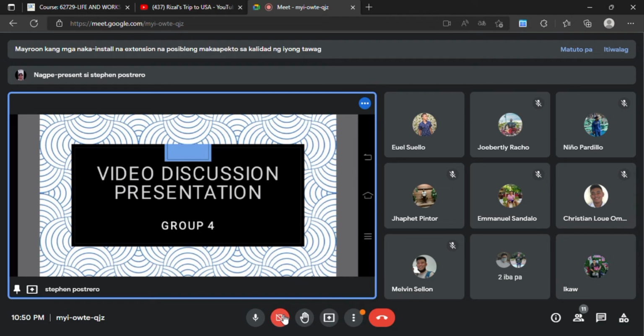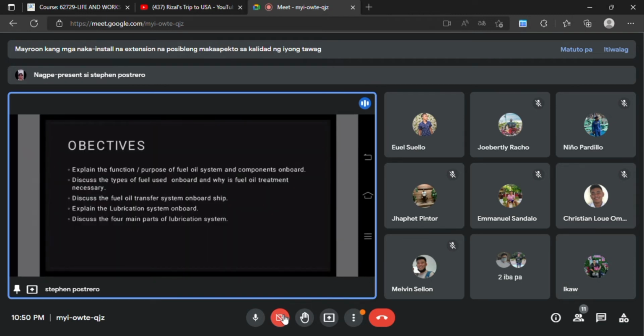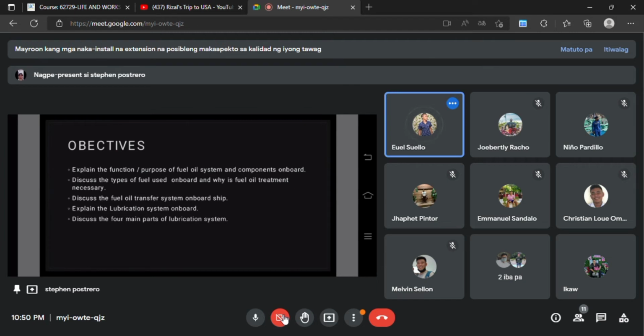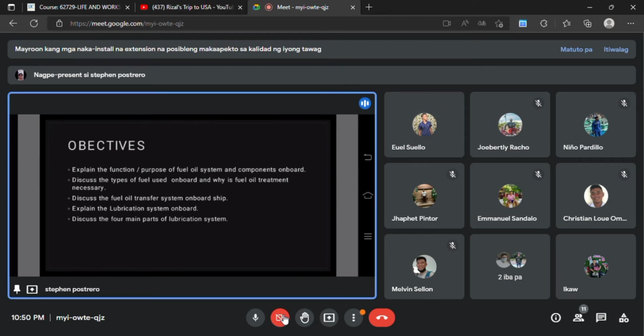So our objectives for today are to explain the function and purpose of the fuel oil system and its components on board. Discuss the types of fuel used on board and why fuel oil treatment is necessary. Discuss the fuel oil transfer system on board ship. Next, explain the lubrication system on board. Lastly, discuss the four main parts of the lubrication system.